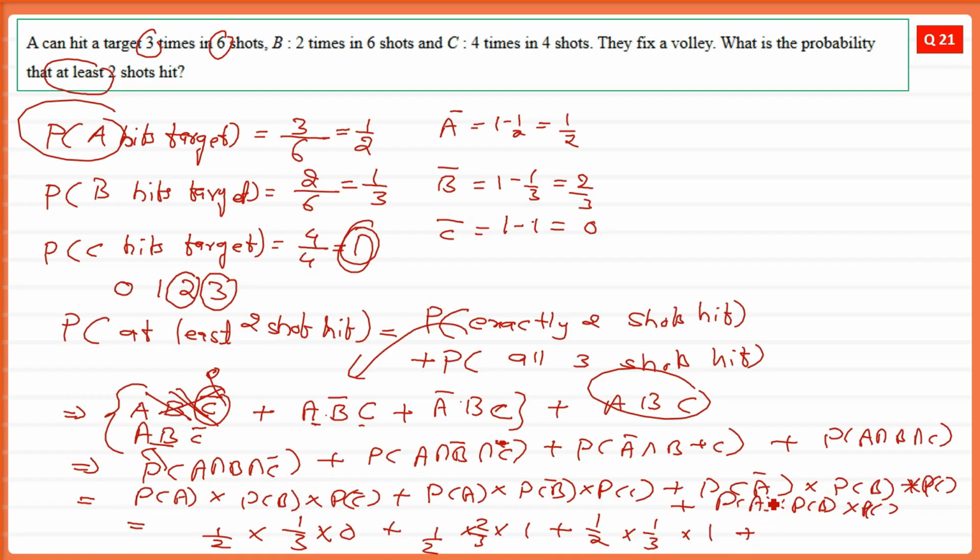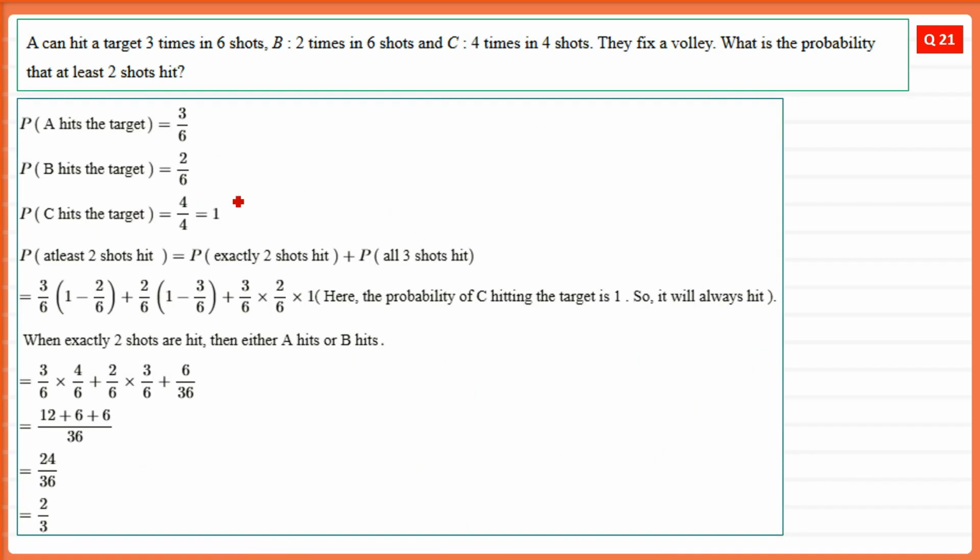Now P(A) into P(B) into P(C), all these 3: 1 by 2 into 1 by 3 multiplied by 1. When you compute all of these, you'll get 2 by 3. So this is how this will be done. When at least 2 shots are hit, we combine exactly 2 shots hit with exactly 3 shots hit. This will be the required probability, which comes to 2 by 3.